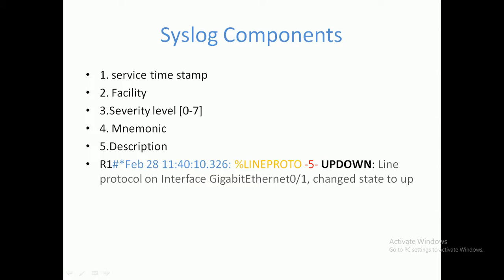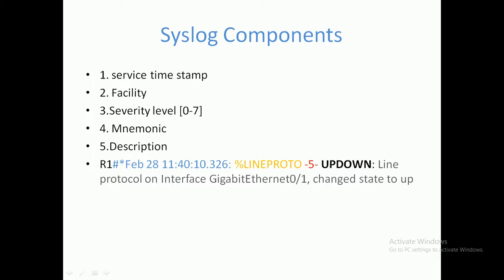First of all, you should know what the syslog components are. The overall syslog components are divided into 5 categories. The first one is known as service timestamps. This will give you the time at which the message was generated. The second component is known as facility. That gives you information about which technology the problem arose in.